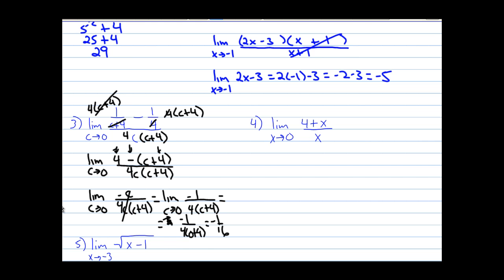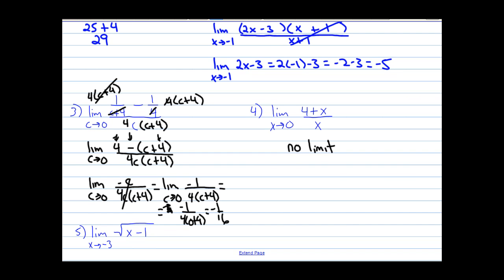In number 4, we still have 0 in the denominator. Now we cannot cancel these x's, of course. You can't cancel part of an addition problem on top or on bottom for that matter. So we can't get rid of the problem. We can't get rid of the issue that we have 0 in the denominator. So this one just simply has no limit for now.